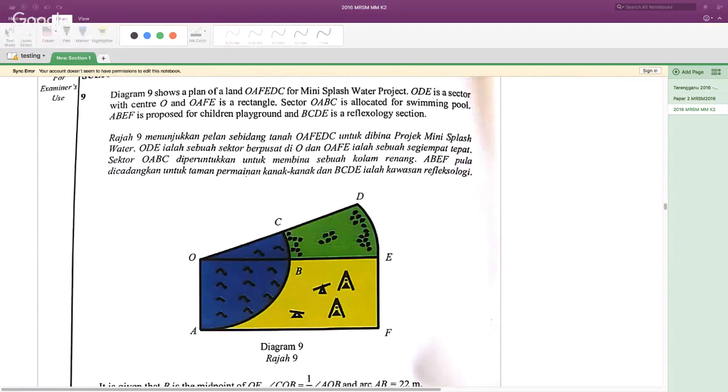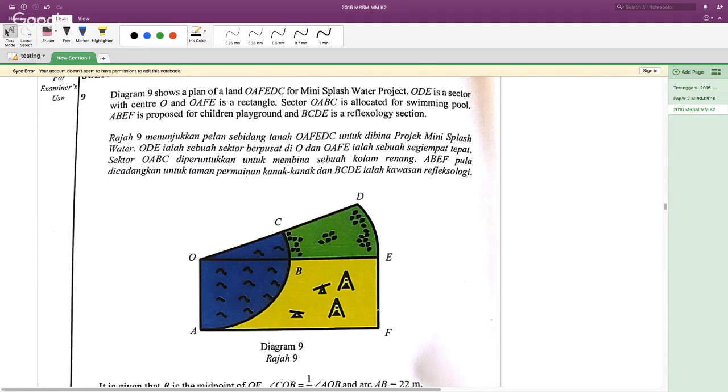Okay, for this part, diagram 9 shows a plan of the lanes OAFEDC for a mini splash water project. ODE is a sector with center O, which is very obvious. OAFE is a rectangle. OABC is allocated for the swimming pool, ABEF is a children's playground, and BCDE is the reflexology section.